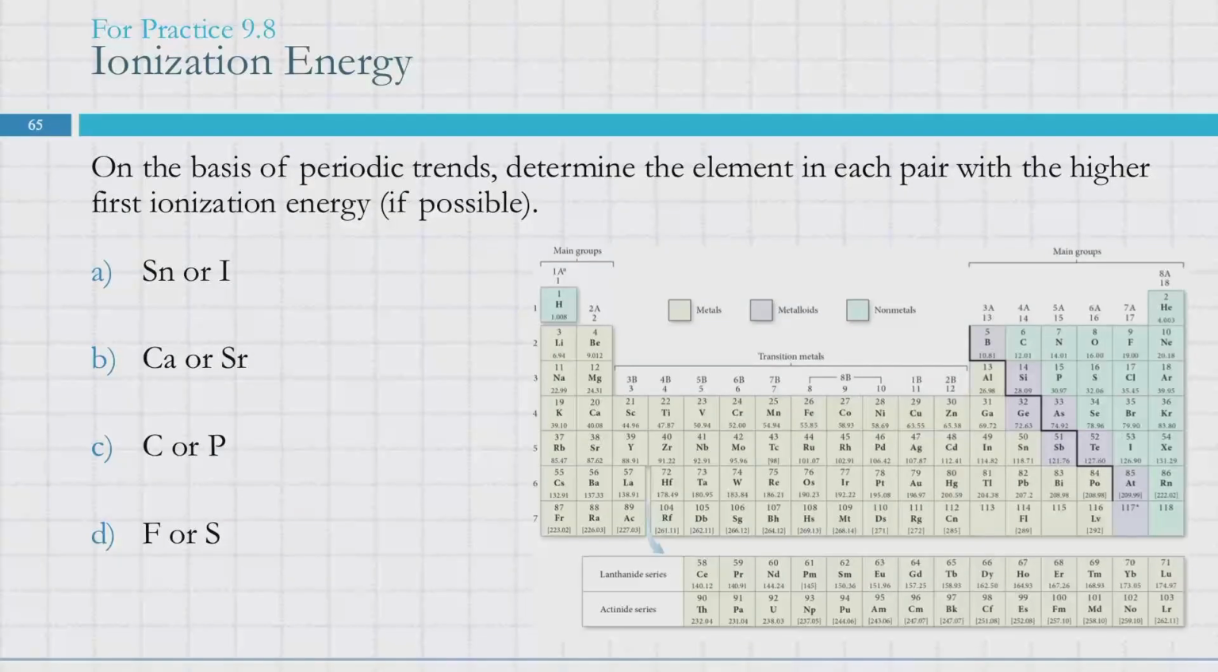So based on our periodic trends, let's pick the element that's got the higher first ionization energy. We've got first up tin or iodine. We're looking for higher ionization energy, so Sn or I, which is going to have higher first ionization energy? Harder to remove an electron.